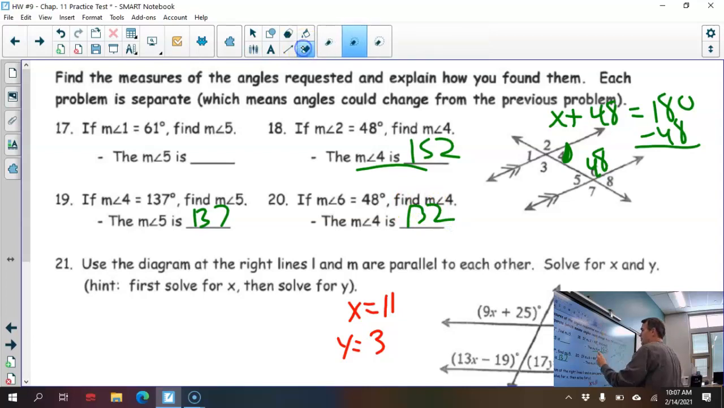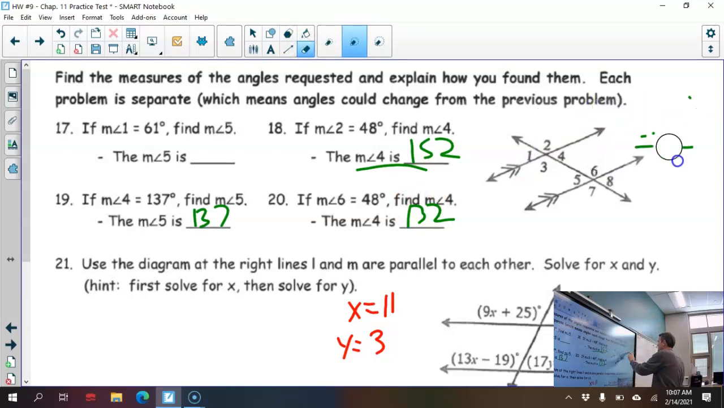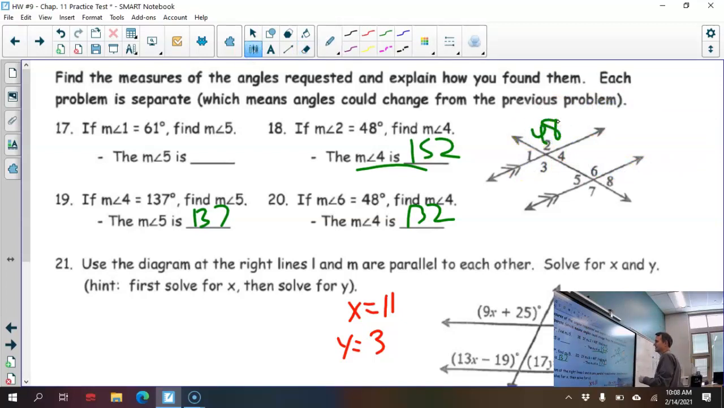And I just want to go back to number 18 real quick. Number 18, what did I say that was? Angle 2 is 48. Oh, mercy. So that should be 132 also. I messed that up.